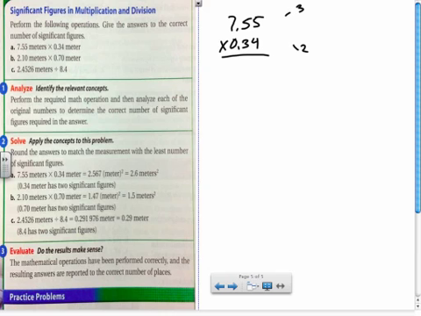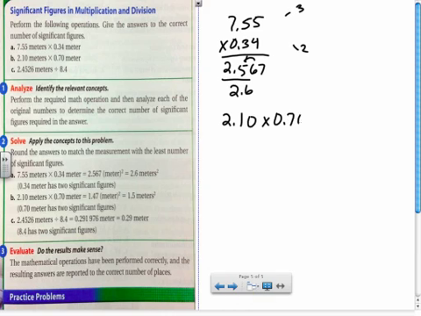So if I multiply this out, I would get 2.567 on the calculator, and then I need to round off to 2. So I need to round off to that place. This is going to round up, the 6 is going to round that up, so it's going to get 2.6.